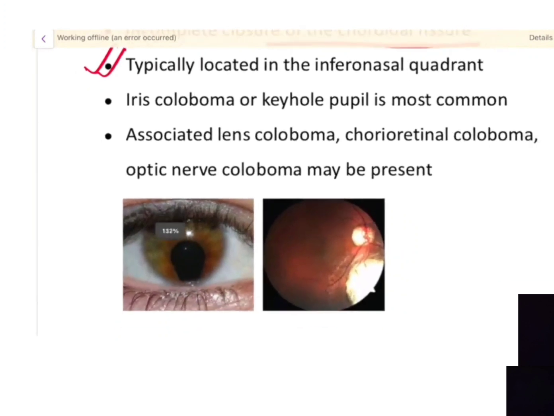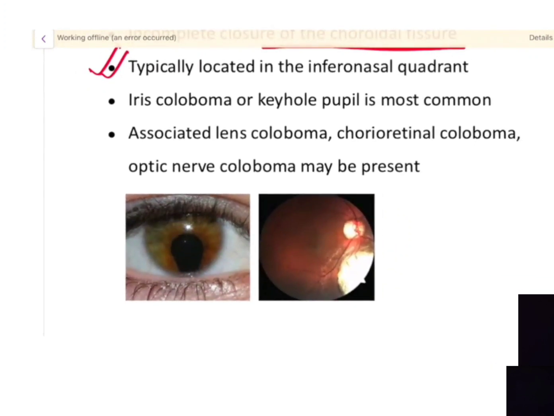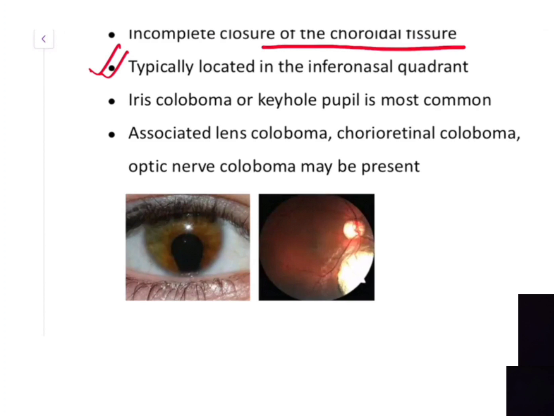And when that tissue fails to close, then everything on that line also remains deficient. So see, this optic cup is actually neuroectodermal tissue, but when this neuroectodermal tissue doesn't close, all the other tissues, that is the neural crest cells, the mesoderm, all those tissues on that line, they kind of remain deficient. So that area shows a deficiency, and that is called as coloboma, typically in the inferonasal quadrant.